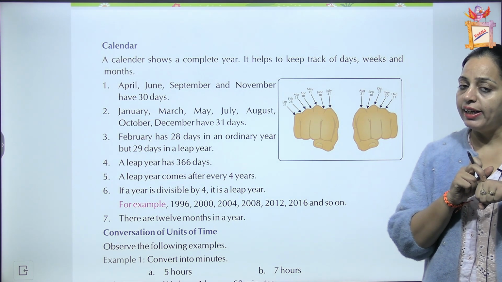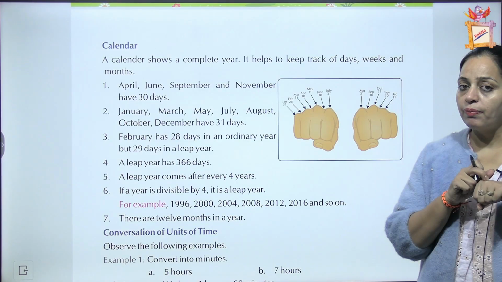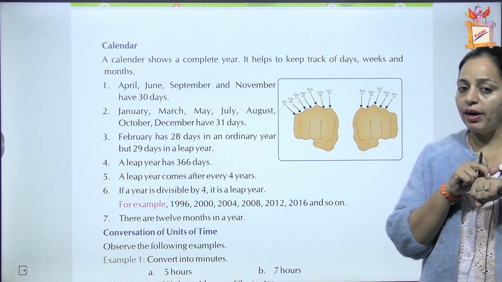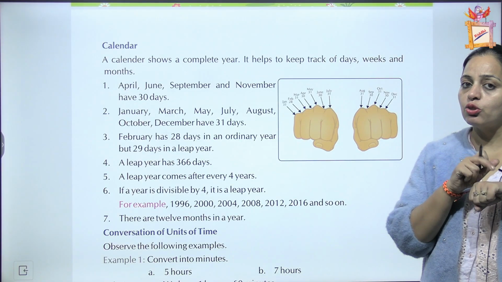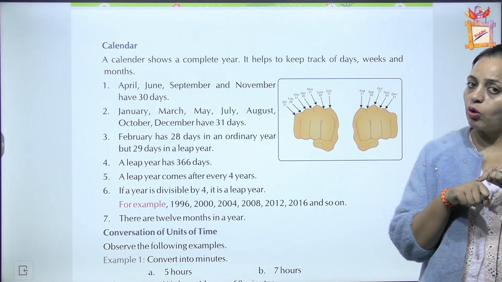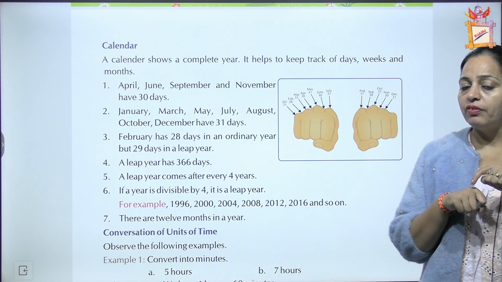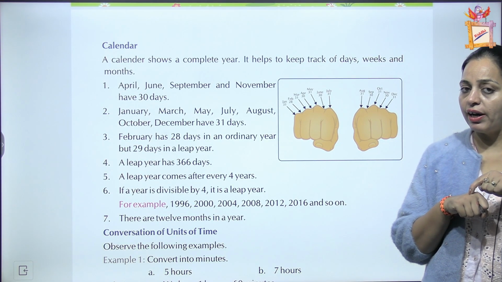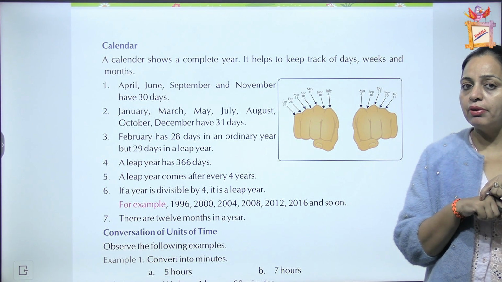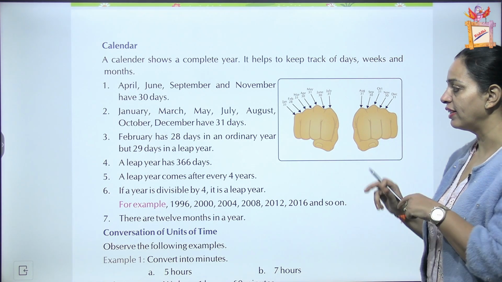February, you know, it has 28 or 29 days. March 31, April 30, May 31, then June 30, July 31, then start from next, August also 31, then down September, then October 31, then November down 30, then December 31. So like this. Okay, it is showing like this, right?